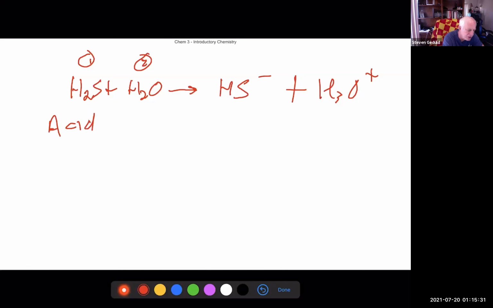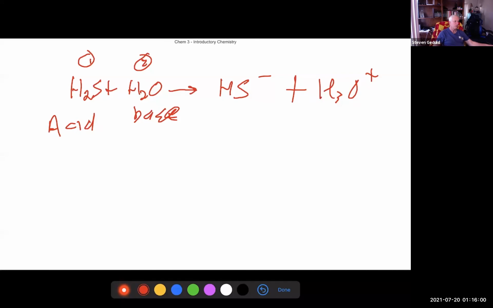Okay. Number two is accepting a proton. So this is your base. It's an acid-base reaction. Water can act as an acid or base depending on what it's being reacted with. So in this case, reacting with H2S, the water is acting as a base. It's accepting a proton. Remember, acids donate a proton.